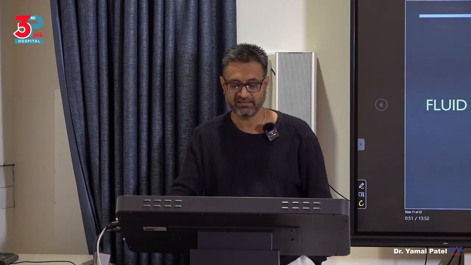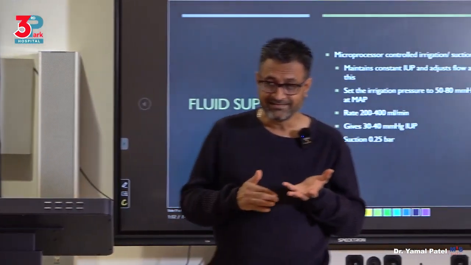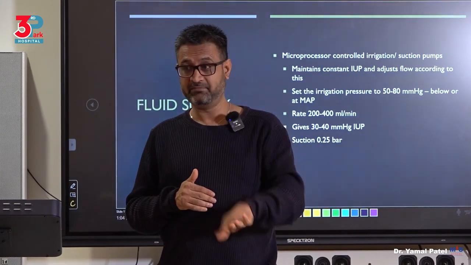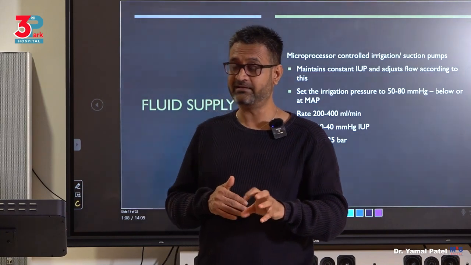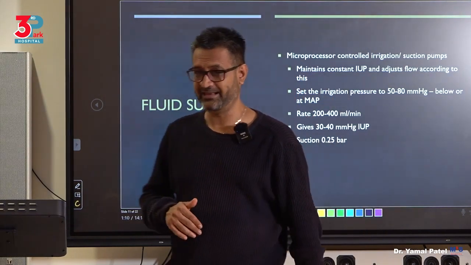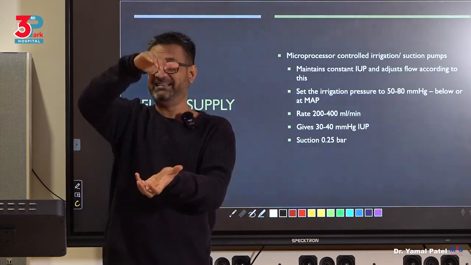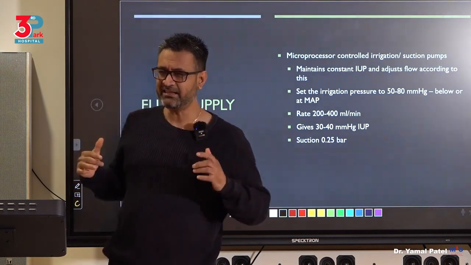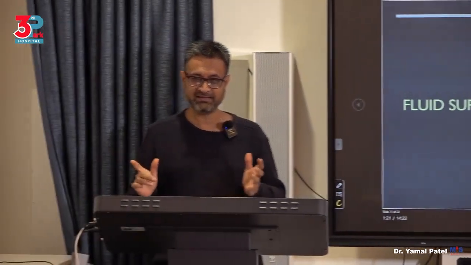So if you set your irrigation pressure to around 50 to 80 or below or around the MAP, as we've said, and then you put in your flow rate to be 200 to 400, it means when the pressure is high, it will even come down to 0. But when it is low, it can push in fluid at a rate of almost 400 ml in a minute. So if the cavity is collapsing, it will suddenly push in and make it distended. So at least it will give you a good view throughout the procedure. Now are you understanding that?